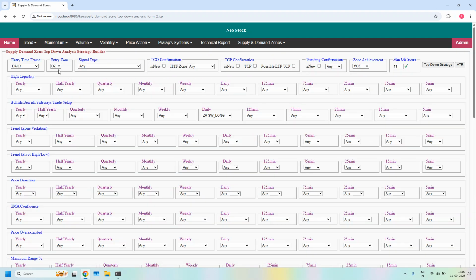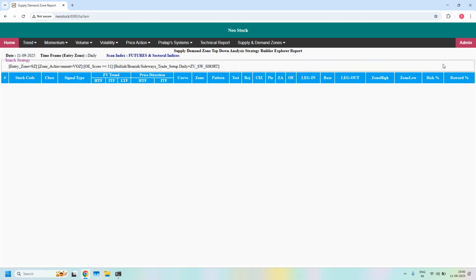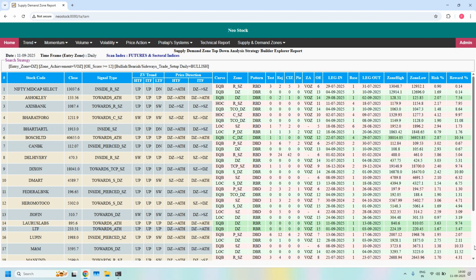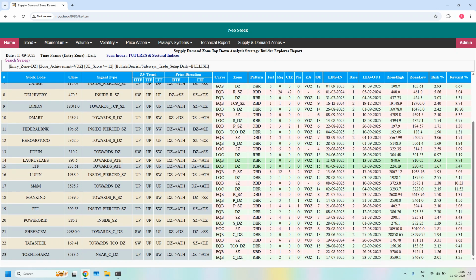Next, sideways short trade setup for monthly income trade. No zones are available. Next, bullish trade setup for monthly income trade. First 17 stocks in the list. Entry time frame zones are daily demand zones. Scrolling the list down, total 23 daily demand zones are listed.